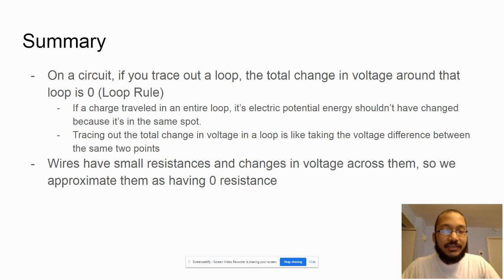The other small thing is wires have a small resistance, and so we approximate them as having 0 resistance and basically 0 change in voltage across them. We're going to say all of the voltage drop across the circuit happens across the components, none of it across the wire. That's the main point. This we call Kirchhoff's loop rule. Hope that was helpful. Take care.